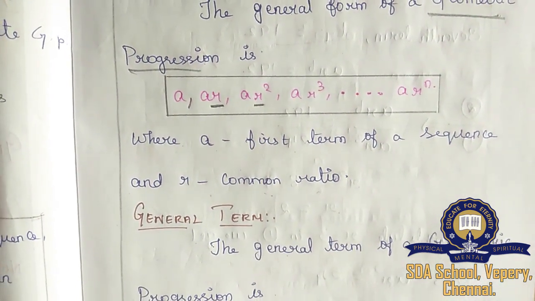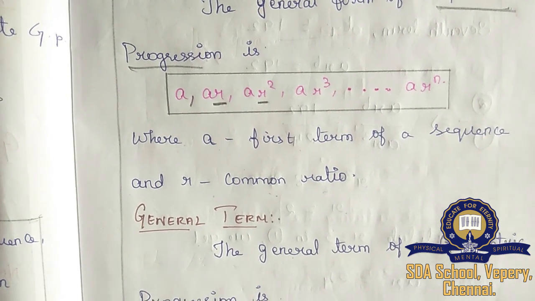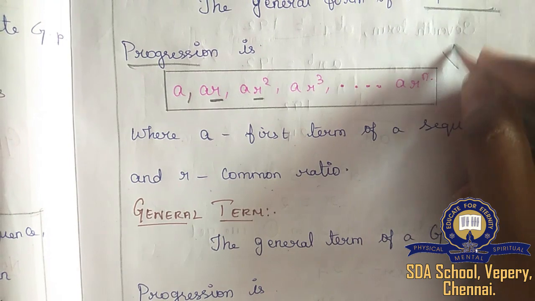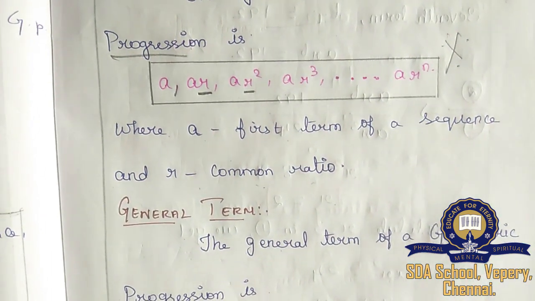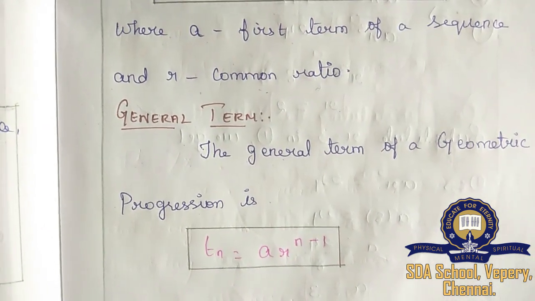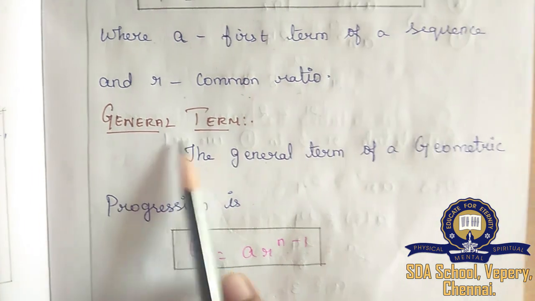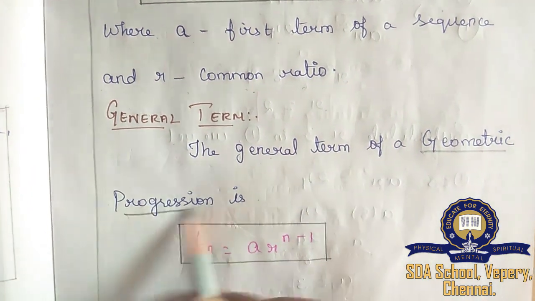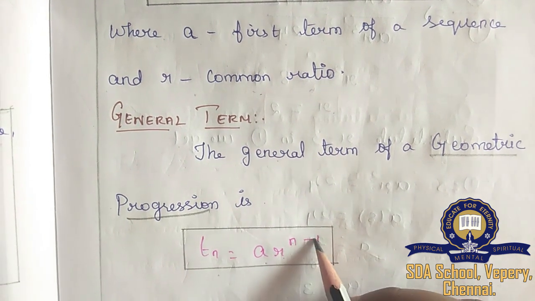Let me tell you clearly again. The general form of the geometric progression is a, ar, ar square, ar cube, and so on, ar power n. And then, how to find the general term? If any particular term is asked to find, how to find it? So the general term of the geometric progression is Tn is equal to a into r power n minus 1.